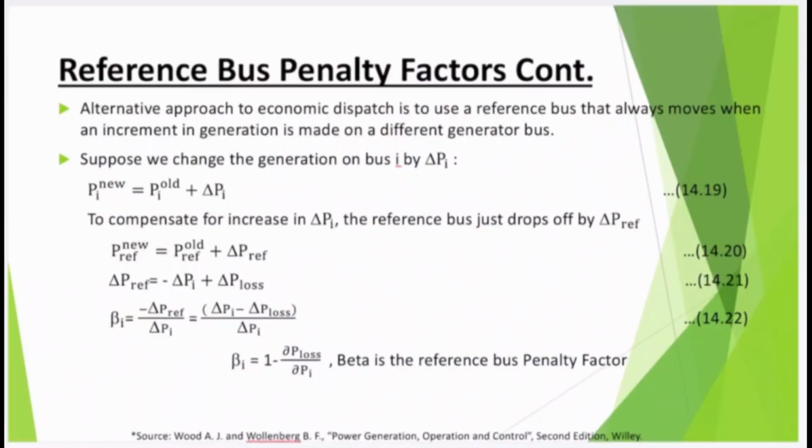So my P new reference will be P reference old plus delta P reference, which is P reference minus delta Pi plus delta P losses. So one can calculate the beta i based on the equation, and beta i is similar to the inverse of my penalty factor, which is 1 minus dou P loss upon dou Pi. So beta is the reference bus penalty factor.